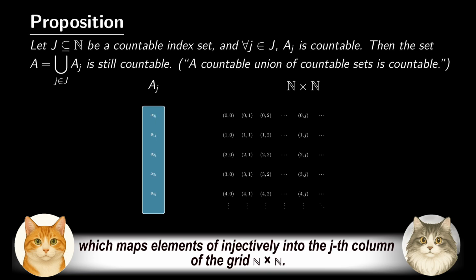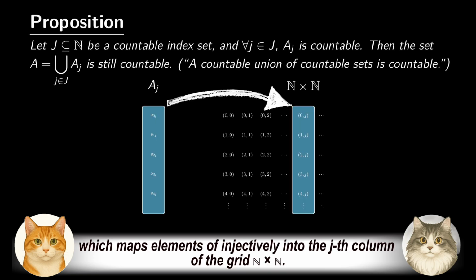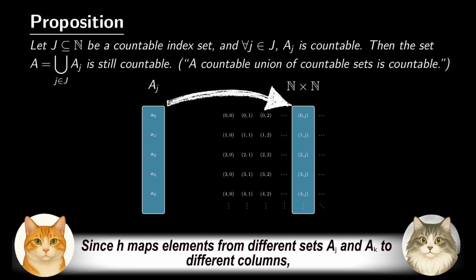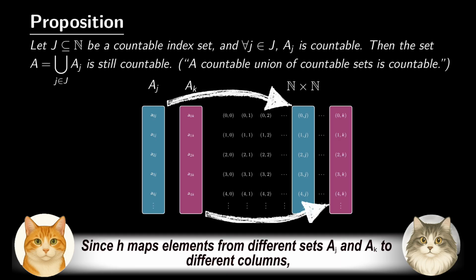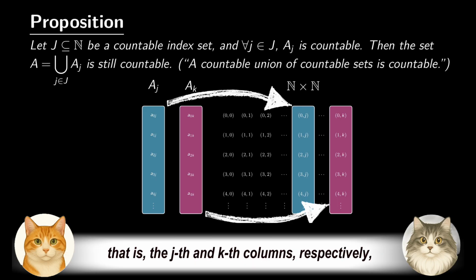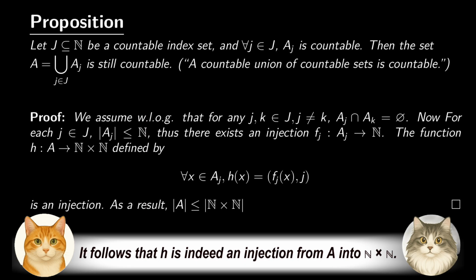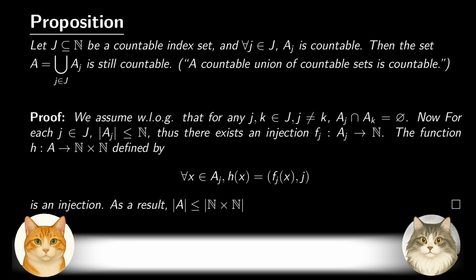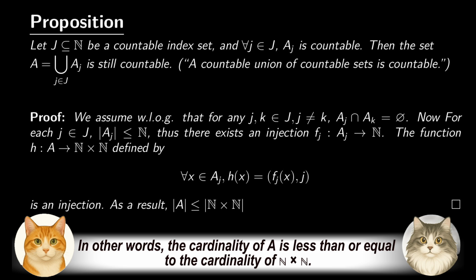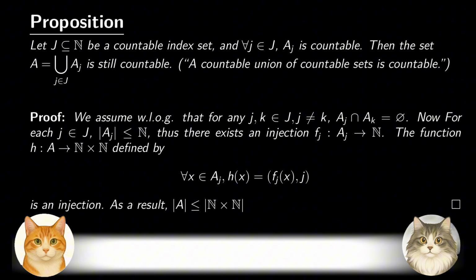which maps elements of Aj injectively into the jth column of the grid N times N. Since h maps elements from different sets Aj and Ak to different columns, that is, the jth and kth columns respectively, it follows that h is indeed an injection from A into N². In other words, the cardinality of A is less than or equal to the cardinality of N times N.